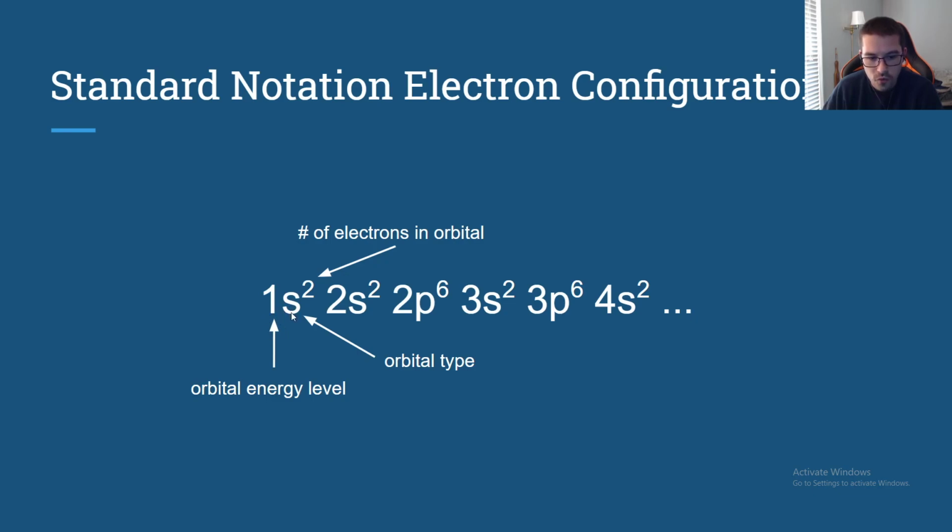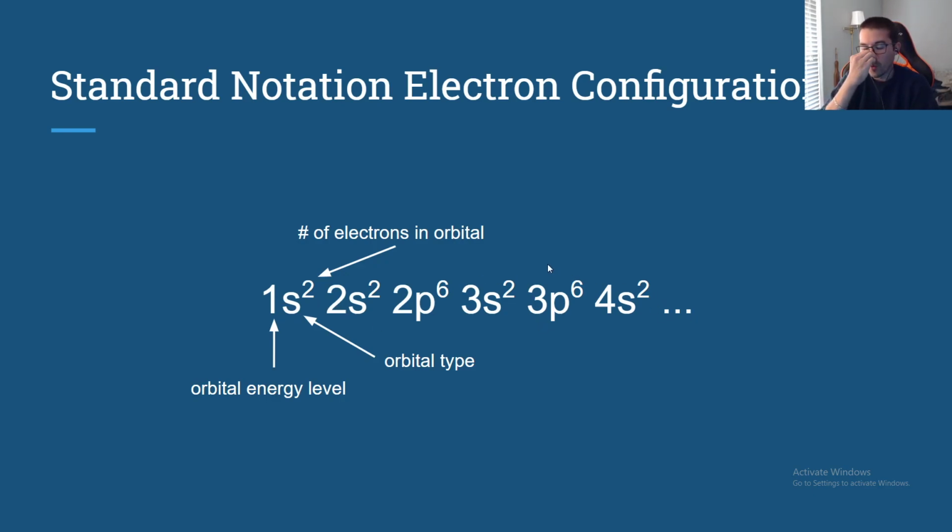It's the 1s orbital, meaning it's in the first energy level, and it's an s-type orbital. And then this number here is the number of electrons in that orbital. Okay, so when I say the electron configuration is 1s2, that just means that 2 of the electrons are in the 1s orbital, okay, and so on and so forth.